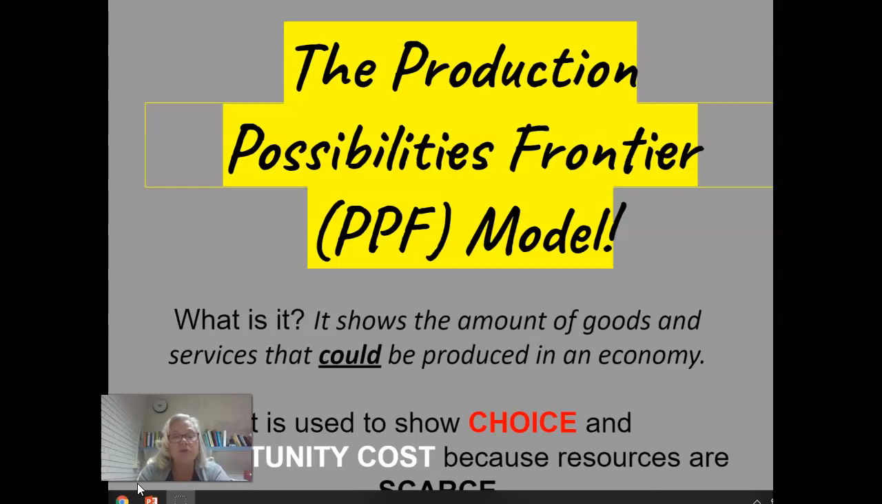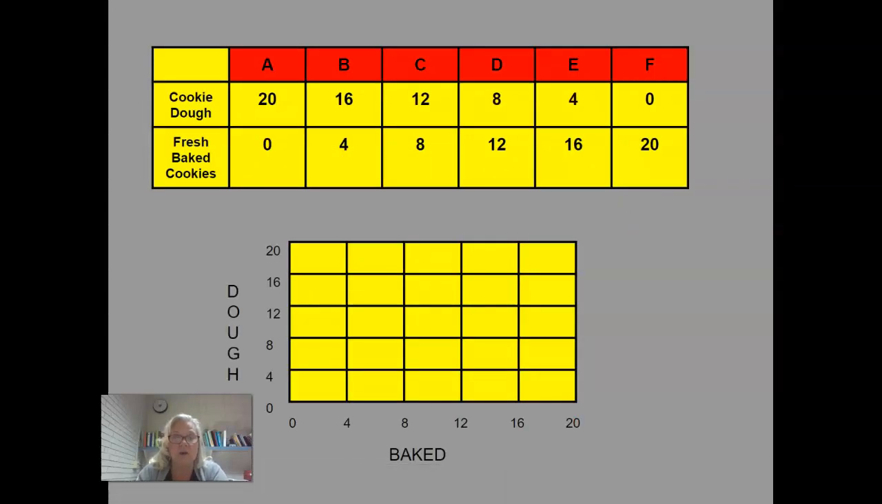So the PPF model shows the amount of goods and services that could be produced in an economy. It is used to show both the choice that an economy uses to make their decisions about what they're making, as well as the opportunity cost that an economy makes, because resources are, as you know, scarce.